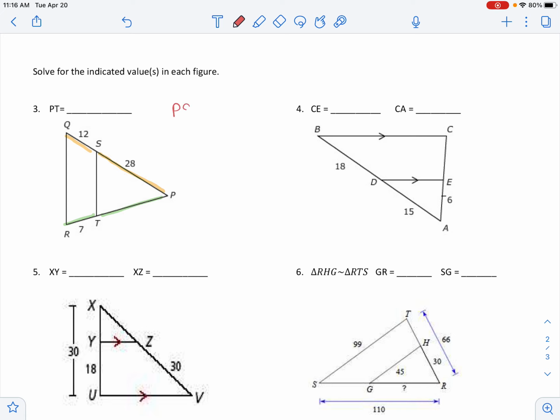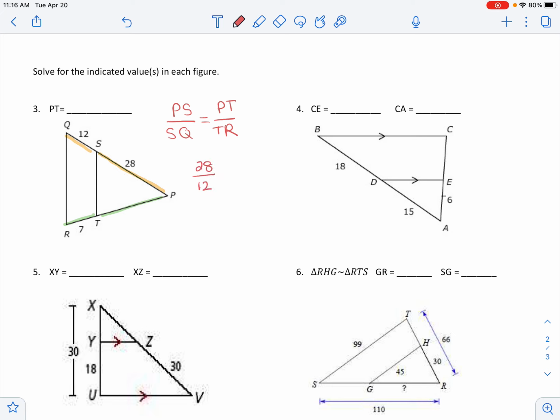Now, as we saw before, there's lots of different proportions that you could set up. I just like to do the bigger over the smaller. That's just what we went with for this one, and I can change it up for the next ones too. But as long as your proportions match, just like we saw before, you should be okay. I'm going to plug in the numbers now. So PS is 28.